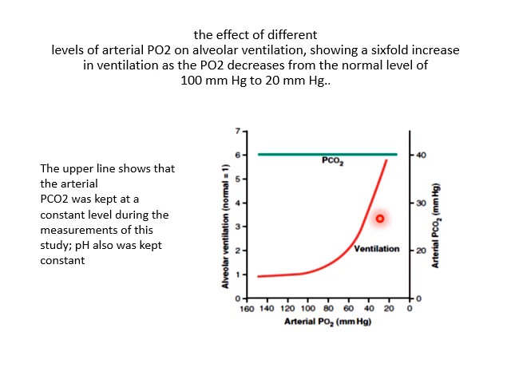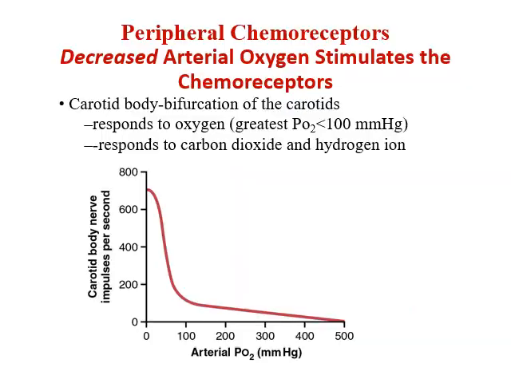And you can see that there can be a six-fold increase in the rate of ventilation if the partial pressure of oxygen drops to 20. So it's a good mechanism for increasing ventilation in cases where we have hypoxia.